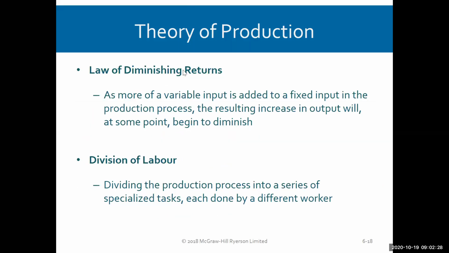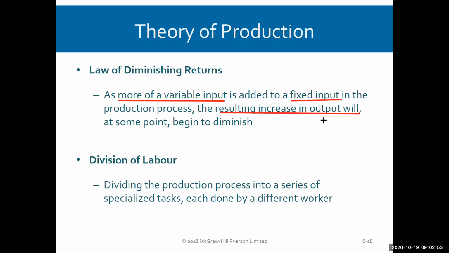So on this next slide, we actually define these things. And it was a good thing we talked about them on the previous slide at a more intuitive level because the definitions are a bit wordy. The law of diminishing returns. Well, it says as more of a variable input is added to a fixed input in the production process, the resulting increase in output will at some point begin to diminish. Okay. You have to understand what this is and what it means, even if you can't memorize the definition. You have to have a good feel for what it is because you will have to explain it.